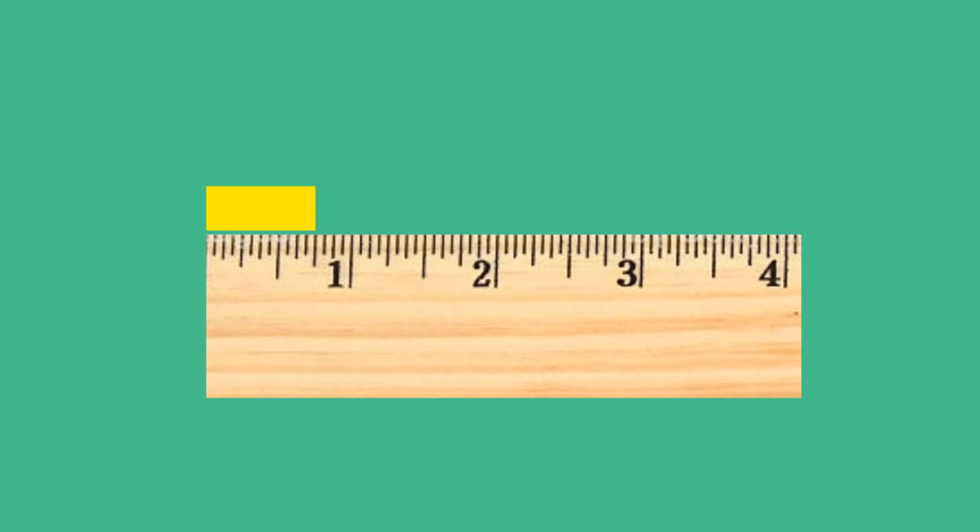So here's another shape up against our ruler, and we see that the line that corresponds with the end of this shape is a 1/4 inch line. So we're going to be counting off quarters. So we have 1/4, 2/4, 3/4. So this shape is 3/4 of an inch wide.